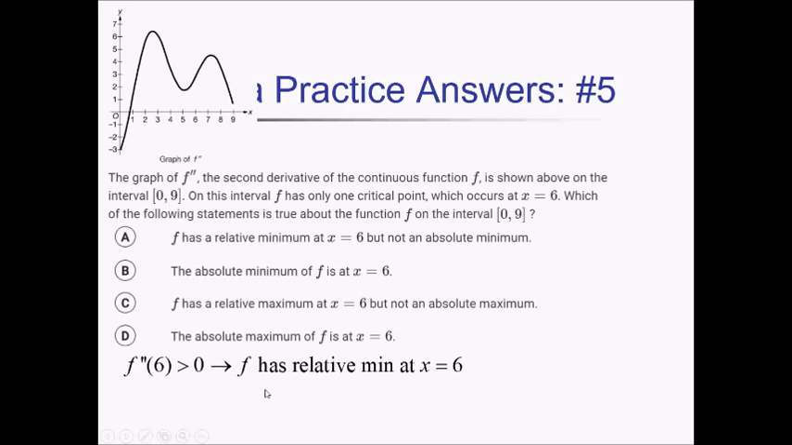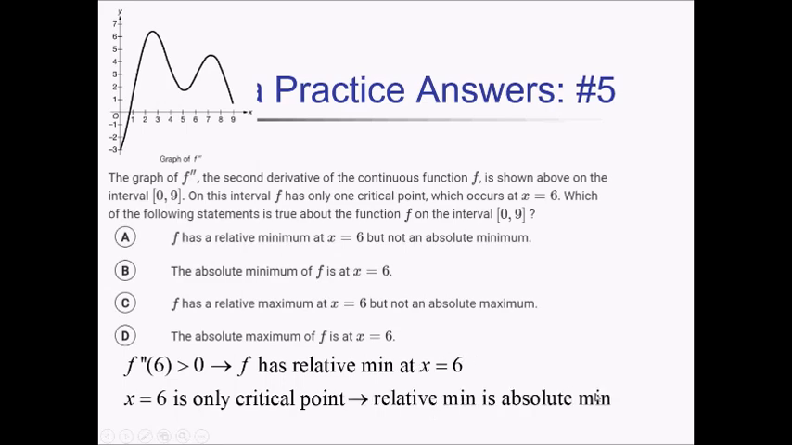Now, the million-dollar question is whether this relative min is also an absolute min. To help us with that, they told us that f has only one critical point. Since x equals 6 is the only critical point, and there's basically no other place to turn around, that means that until you get to x equals 6, your function is decreasing, and after 6, your function is increasing. So this x equals 6 must also be the absolute minimum for the function on this interval. So that's going to be choice B.